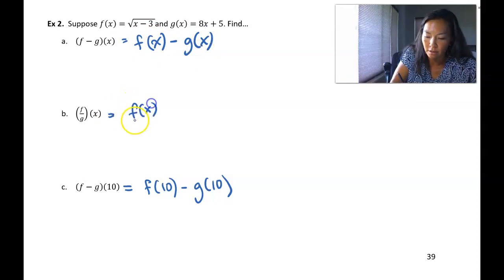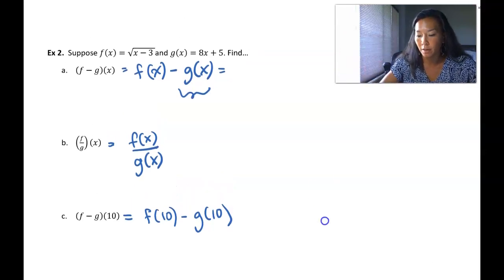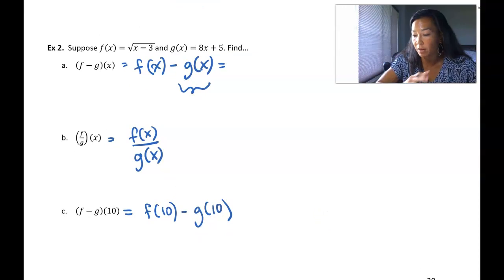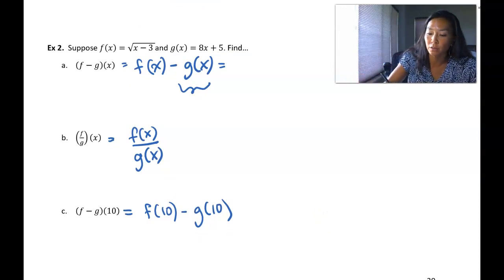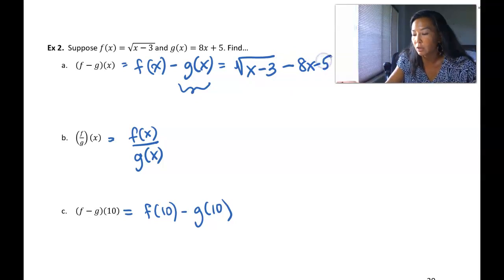F of x divided by g of x. So this is going to be just writing it with your functions in terms of x. Now just be careful, whatever you have for g, if you have more than one term, you have to minus all of g. Okay, so notice our g is 8x plus 5. It's going to be minus through the whole thing. So this is going to be the square root of x minus 3 minus, you can throw it in parentheses or distribute it along the way. It's going to turn to 8x minus 5. That's done.